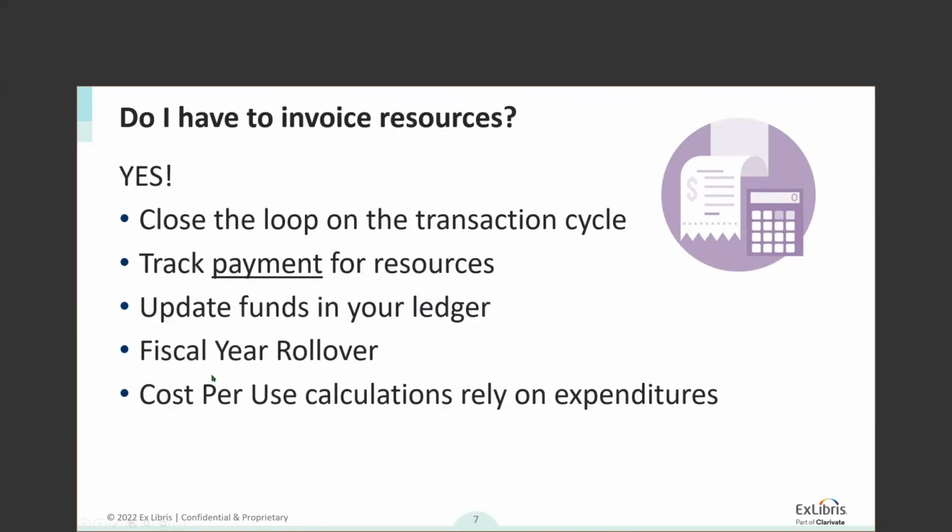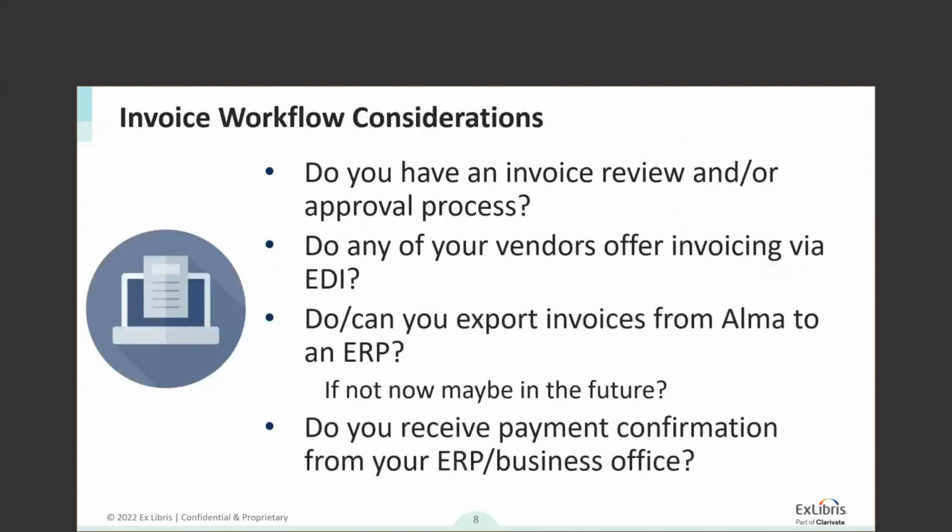Fiscal year rollover is affected, because for your continuous orders, when you do a rollover, you can go on last year's payment. So you can look at last year's invoice instead of last year's PO line to update the PO line for the new year to keep everything more accurate. And then also cost per use calculations. In analytics, those cost per use calculations rely on expenditures, and the expenditure in the fund is related to invoicing. So yes, you do need to take this last step.